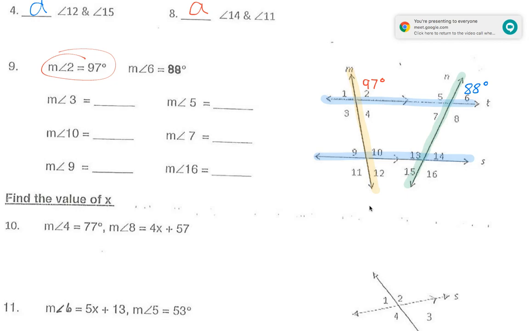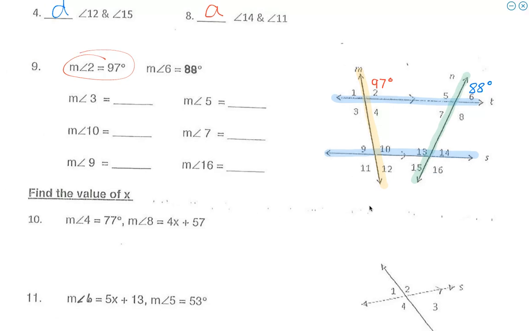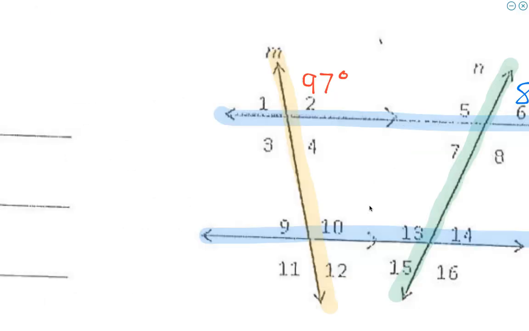So the first one they ask us about is angle 3. Angle 3 compared to angle 2, those would be vertical angles. So that's 97.